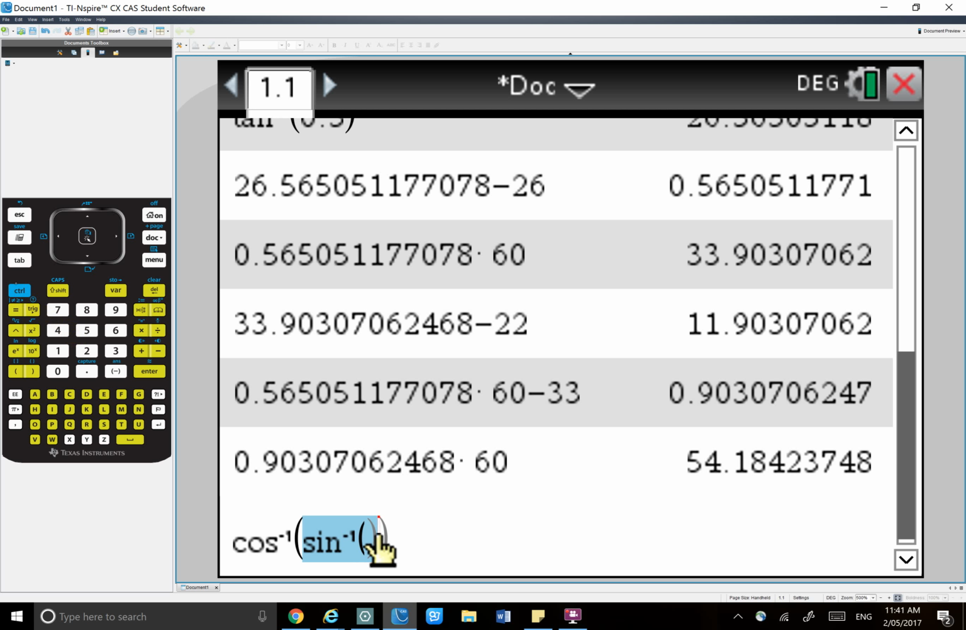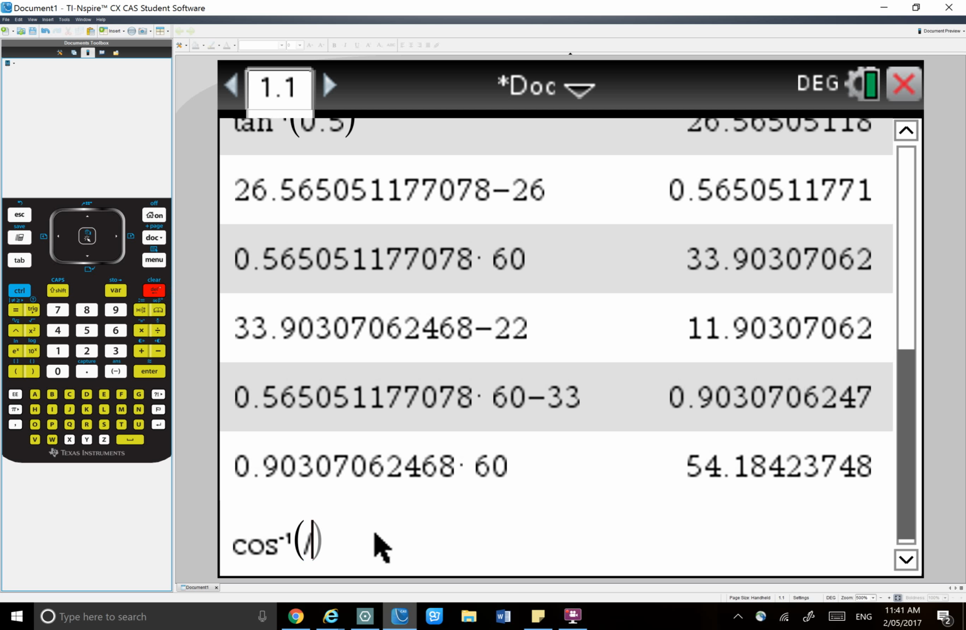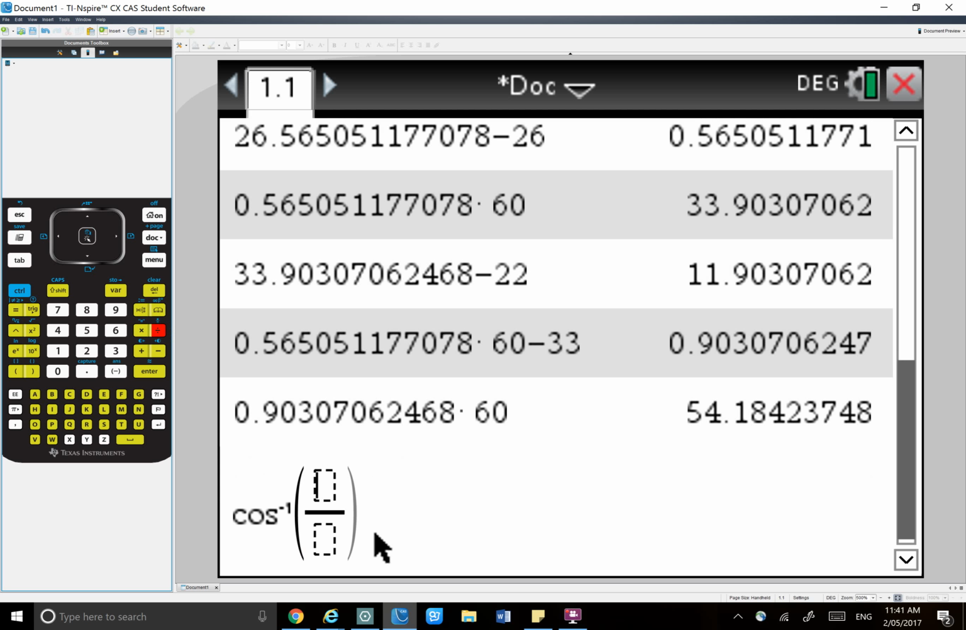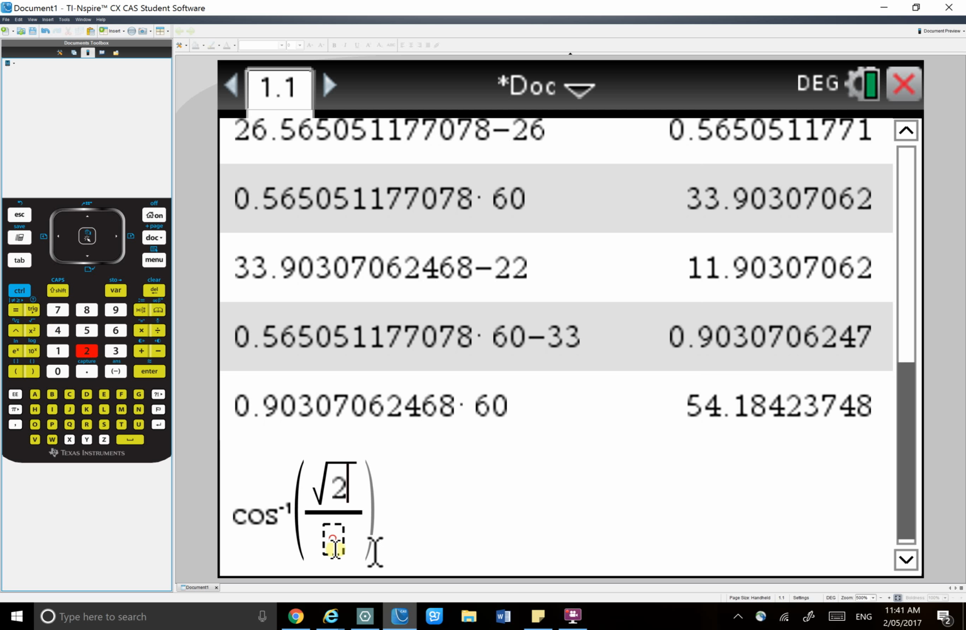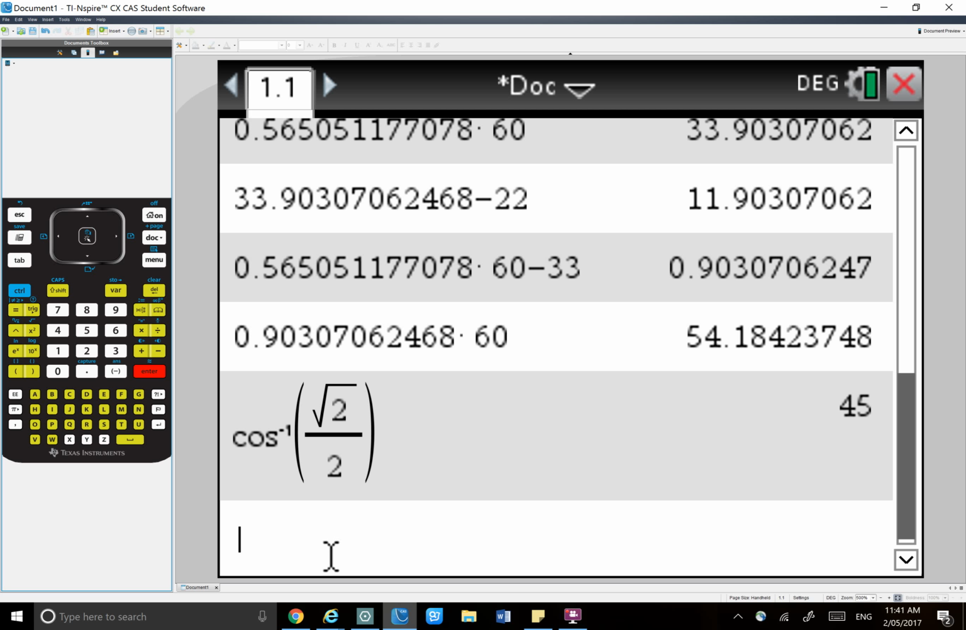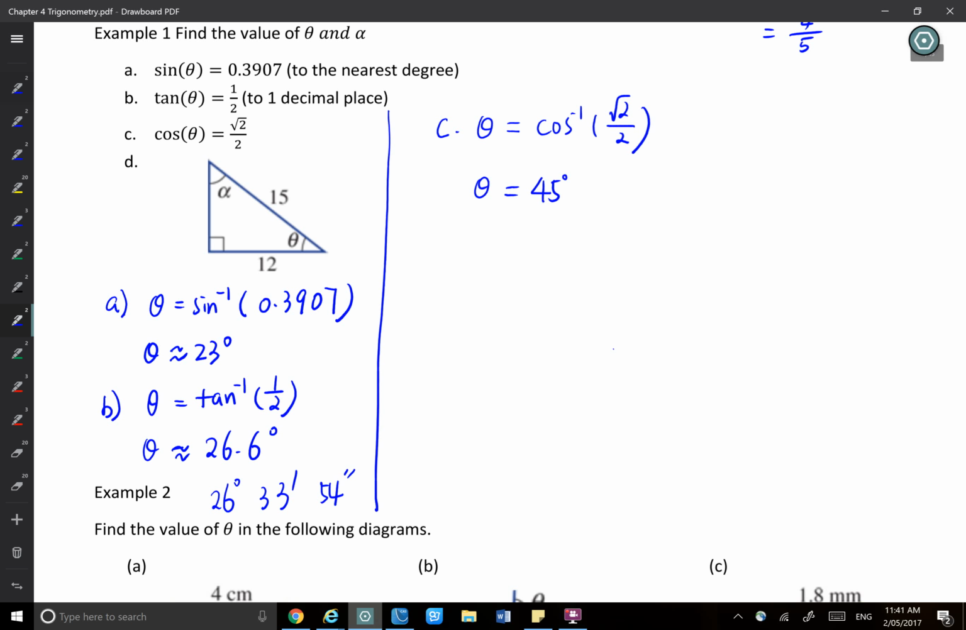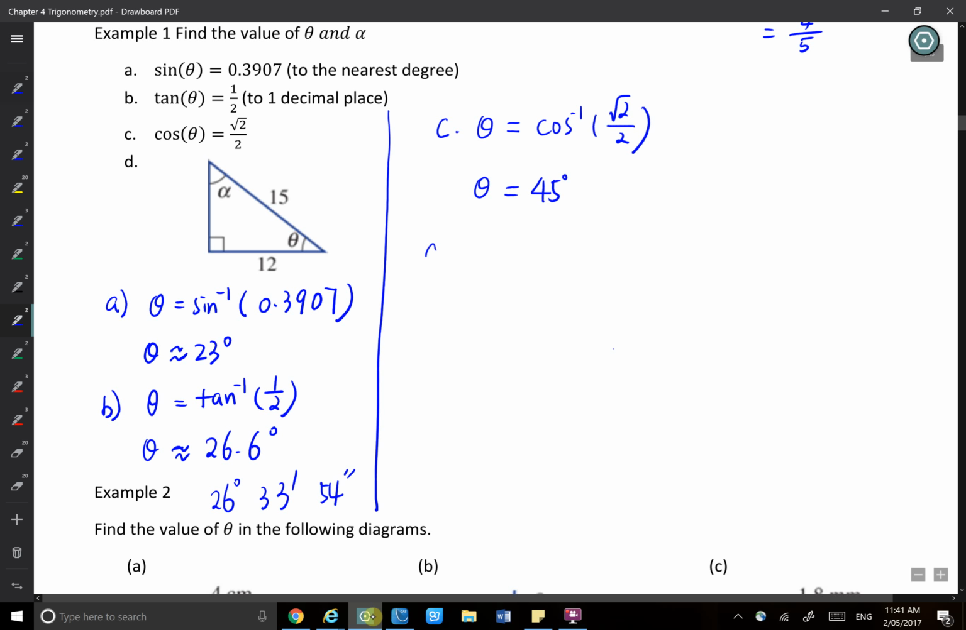So you have root 2 over 2, 45 degrees. That's 45 degrees. You use the calculator to figure it out. We will remember exact values later, not now. There are some particular angles which will give you good numbers: 30, 45, and 60 degrees. Those numbers will give you special angles. But this one is 45.